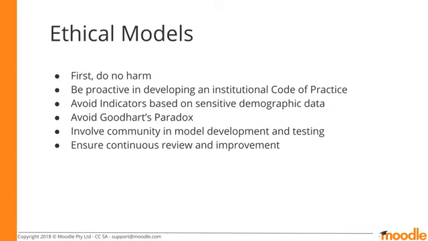Models which incorporate data based on race, gender, or socioeconomic status may easily give biased results due to historical biases in the data. Goodhart's paradox is the tendency for a proxy measurement to become more important than the value it represents. This is a critical risk with selection of targets, but can also be a problem if too much emphasis is placed on indicators in messaging.